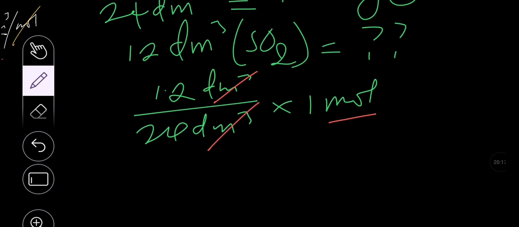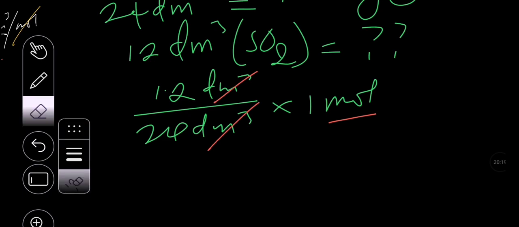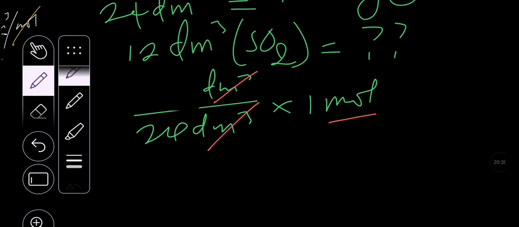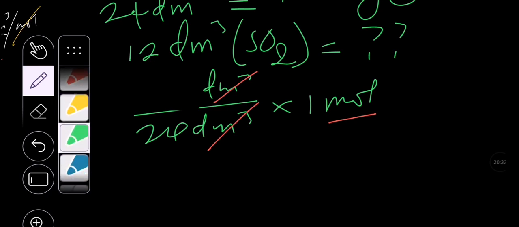So if you do this, this is not 1.2, please. This one is 12. I need to make it clear there. It's 12. Now the answer, 12 divided by 24, is just half, right? It's 0.5. So the answer here is going to be 0.5 moles.